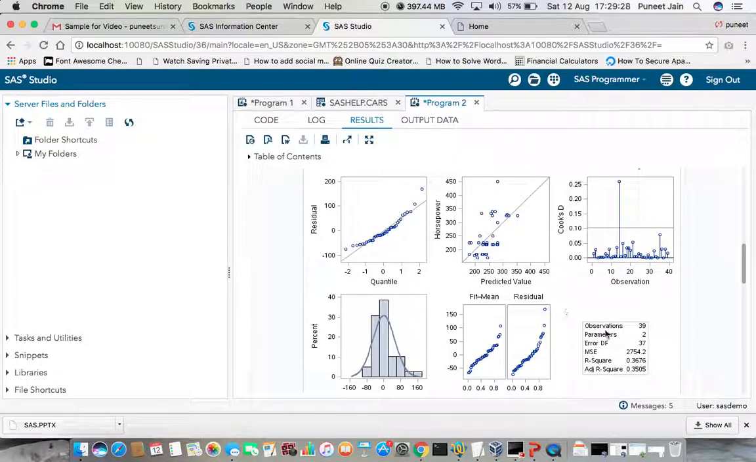It shows me that the total number of observations is 39. I have considered two parameters. The error difference is of 37 data points. My mean square estimate is somewhere about 2700, right? My r square is 0.36, which is not decent as per my calculations.